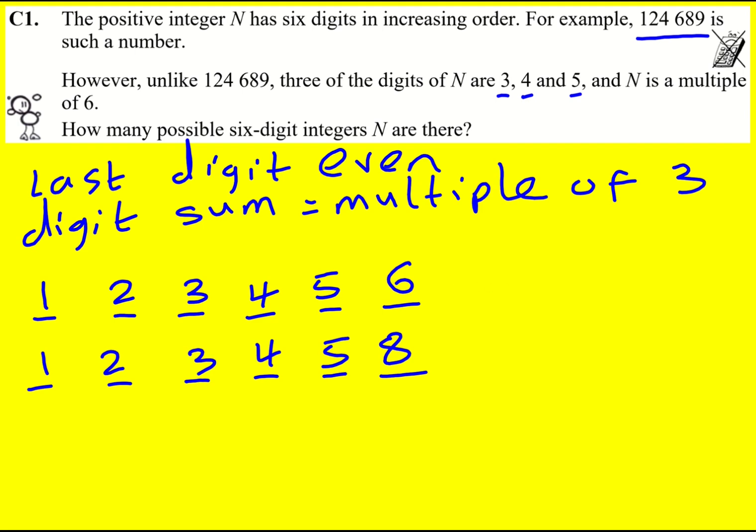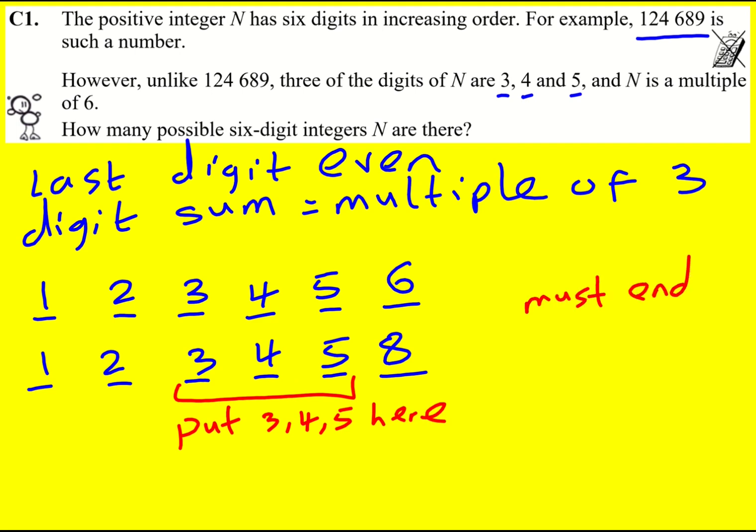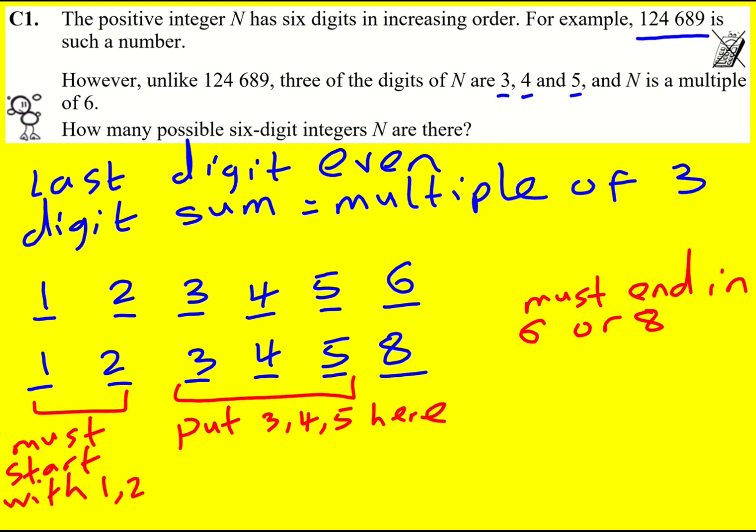So put 3, 4, 5 here. I'm just sort of explaining. It must end in 6 or 8, and it must start with 1, 2. Right, so I've constructed it to make sure it's even.